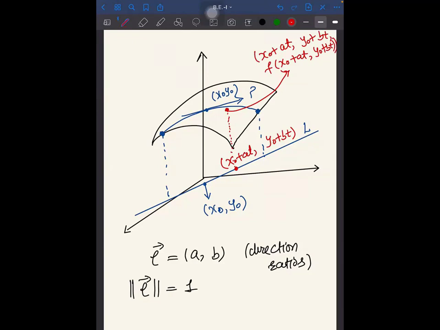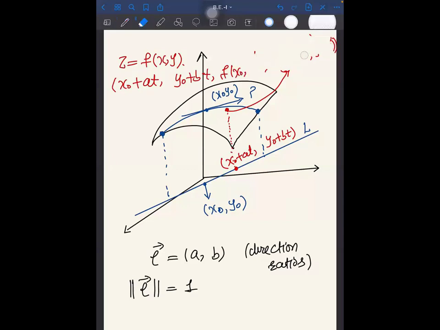Are you with me on this? Because z is our f of x, y. That's why the 3D point will look like x naught plus at, y naught plus bt, comma f of x naught plus at, y naught plus bt. Let me erase this so that we can write it clearly. So x naught plus at and y naught plus bt. So that would be the 3D point, right?